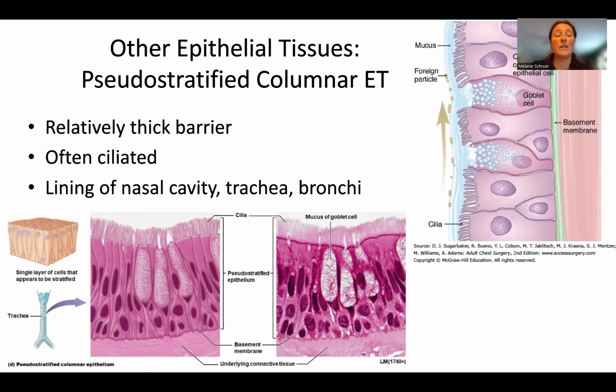And so what we do with this tissue is secrete lots of mucus. So that's what these little cells are right here. When you look under the microscope, you'll see just ovals of white. Those are cells that secrete mucus. We'll get into that soon. So we secrete mucus onto the surface of this tissue, the apical side of this tissue.